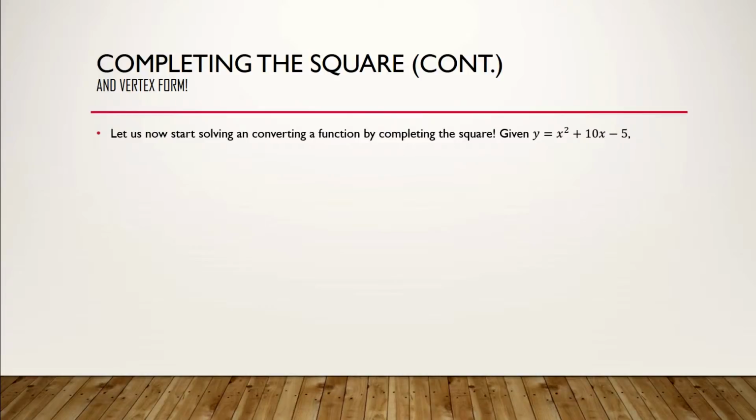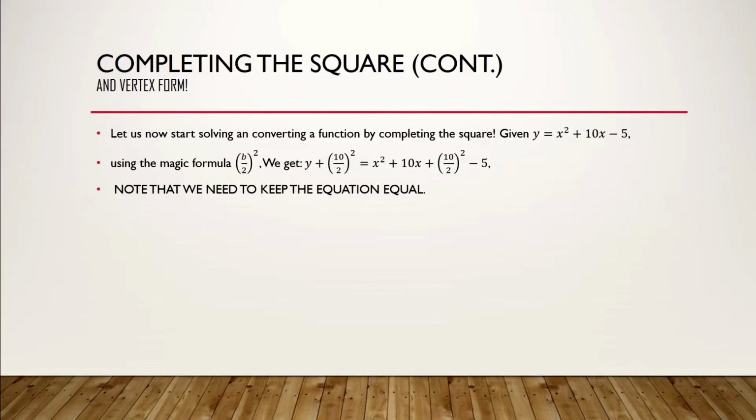completing the square. Given y = x² + 10x − 5, using the magic formula (b/2)², we get y + (10/2)² = x² + 10x + (10/2)² − 5. Note that we need to keep the equation equal. Further simplifying leads us to y + 25 = x² + 10x + 25 − 5.